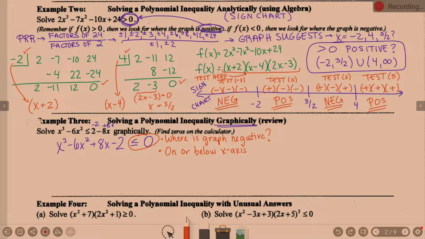So, first thing you are doing now is you are graphing. I'm going to write the information here, but you need to graph. You're going to graph y equals x cubed minus 6x squared plus 8x minus 2. And then what are you going to have to know? We're going to have to find the zeros. Okay. So let me get mine graphed.